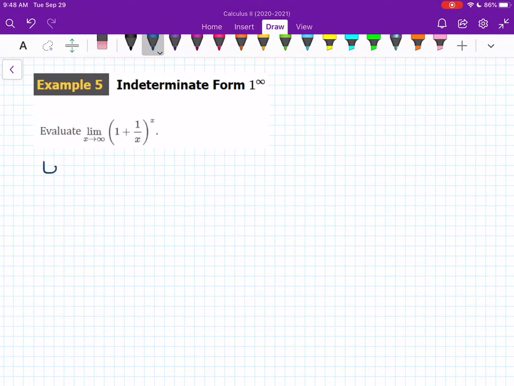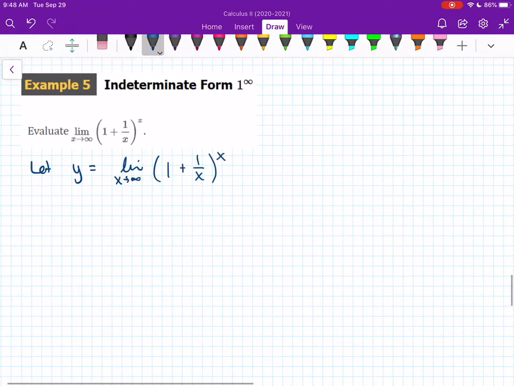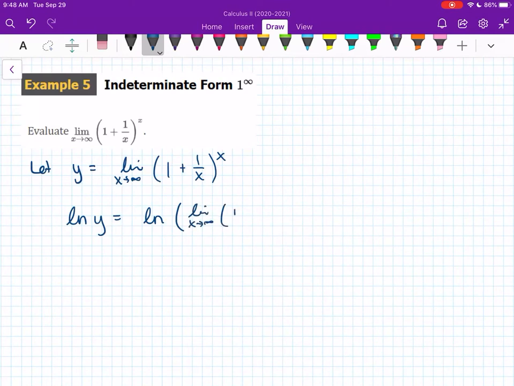So the first thing I'm going to do is let y equal this whole limit. So y equals the limit as x approaches infinity of 1 plus 1 over x to the x. The reason I did that is so that I can do that logarithmic differentiation technique that we've talked about before. So I'm going to take the natural log of both sides, and how I know that I would do that is because I have an x in the exponent, right? And that's the easiest way, or the only way, to get that x out of an exponent, okay?